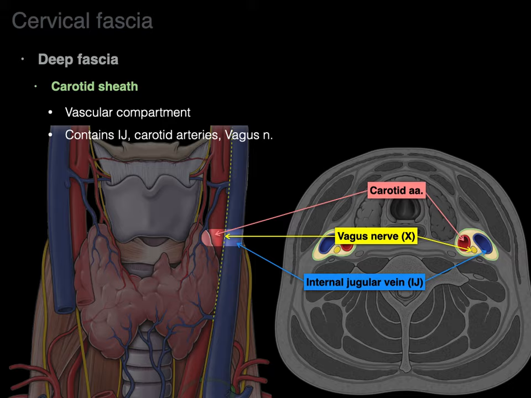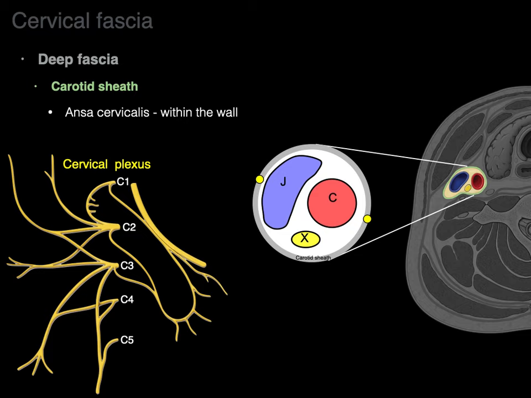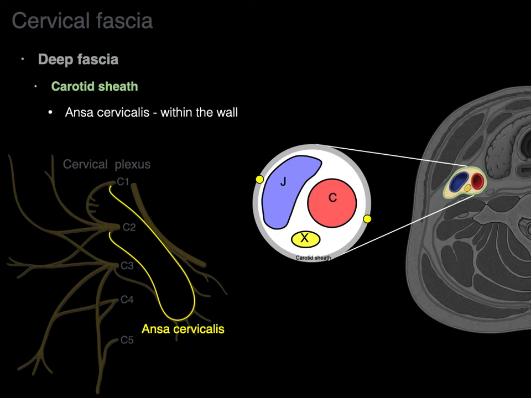Now, the carotid sheath also has what's called the ansa cervicalis within the wall. We blow that up, and we see something called the cervical plexus, and there's C1 to C5 ventral rami, and then coming from C1 to C2 and 3 is this loop called the ansa cervicalis, and if we take a cross-section right through there, the inferior limb is shown there in the cross-section, and the superior limb is shown there in the cross-section. So when you dissect in a cadaver, this ansa cervicalis is found within the carotid sheath in the neck.